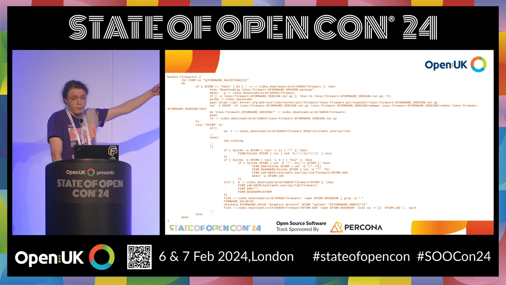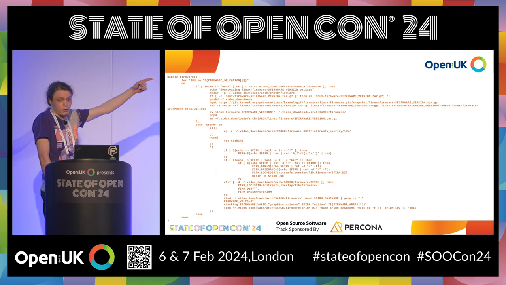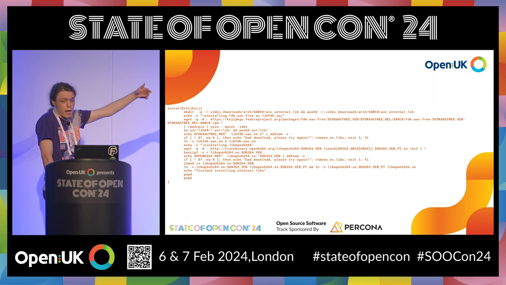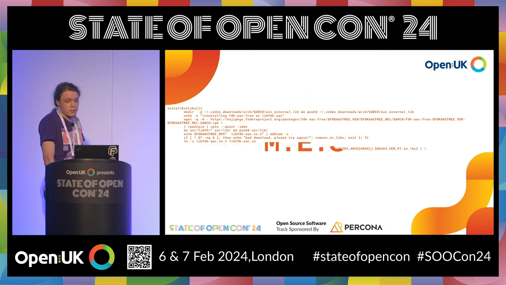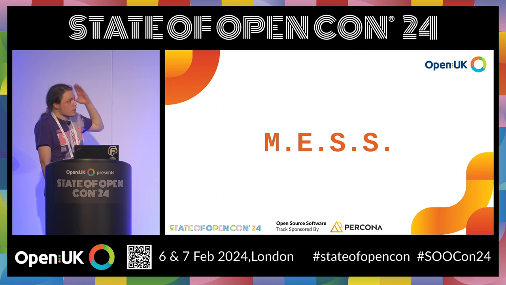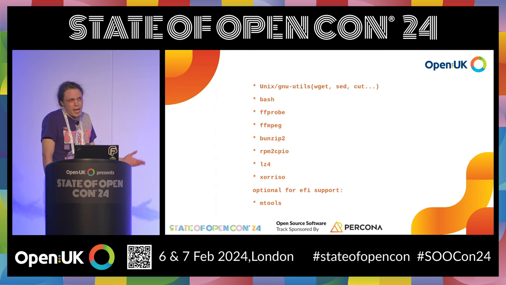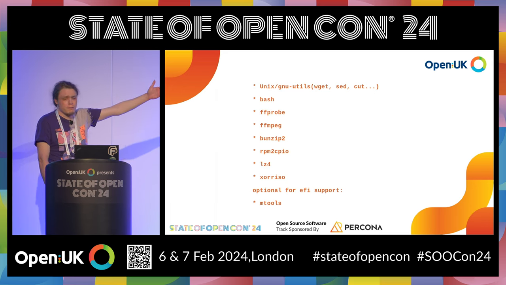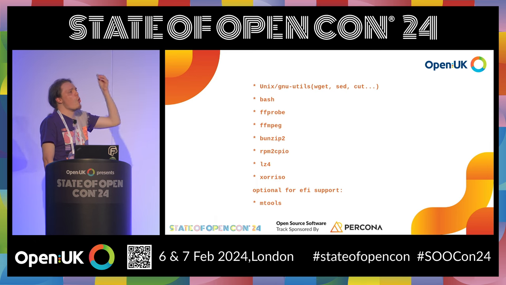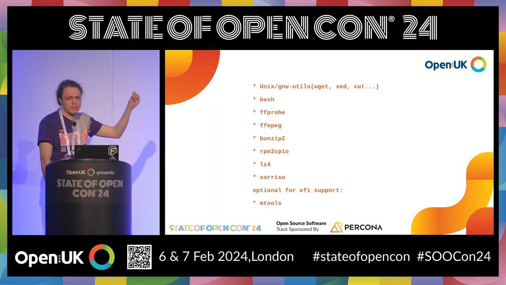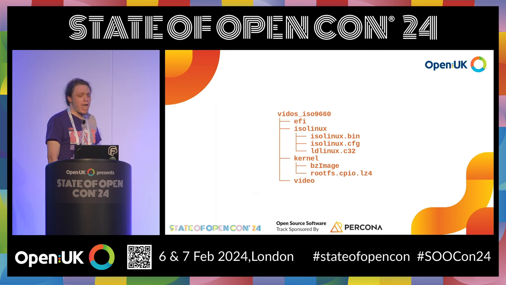So this is what the handle firmware function for x86-64 looks like, which handles downloading binary firmware blobs for GPU support. And this is the function install extlibs, which pulls down libfdk-aac-free and openh264. So as you can see, Bash is the E that really turns this into a mess. And laugh as much as you want, but those are our only dependencies, because Bash lets us lean so heavily on the Unix philosophy.